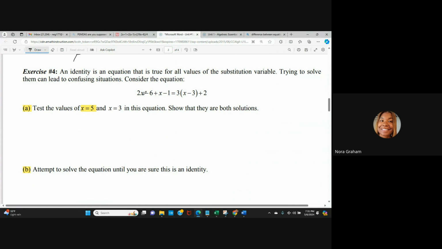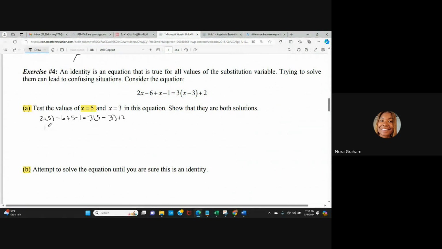So everywhere I see an x in this equation, I'm going to put a 5. Okay, so that's going to look like 2, parentheses 5. Again, because everywhere I see x, I'm going to put parentheses and a 5. And then 6 plus 5 minus 1 equals 3, parentheses 5 minus 3, in parentheses plus 2. All right, so let's go ahead and do this.